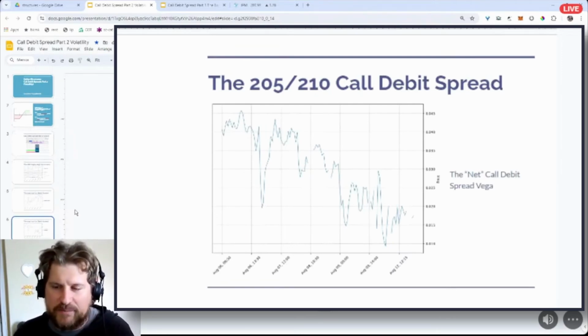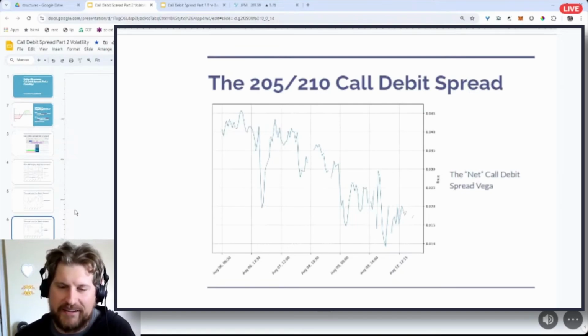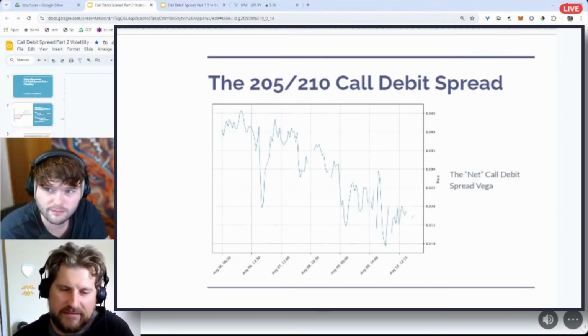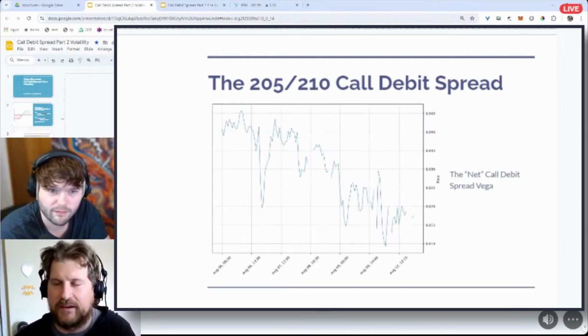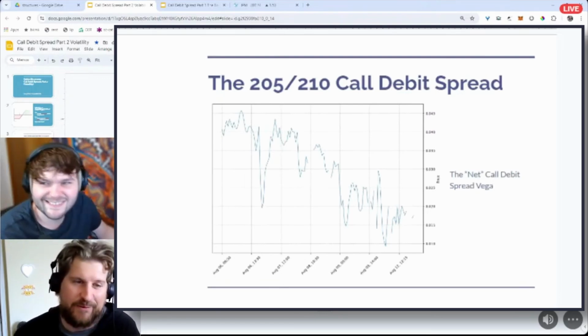And that's not to say you shouldn't update your view if things change. I mean, absolutely, change your mind, change your position if the reasons for putting a position on have changed. But I think it's really easy, depending on your style, to overthink it, and to take something down before your idea might fully play out, and something like a call debit spread can work in your favor in that regard. It can protect you from yourself in a way. And so that's all I got. That's all I got prepared for this one, right?